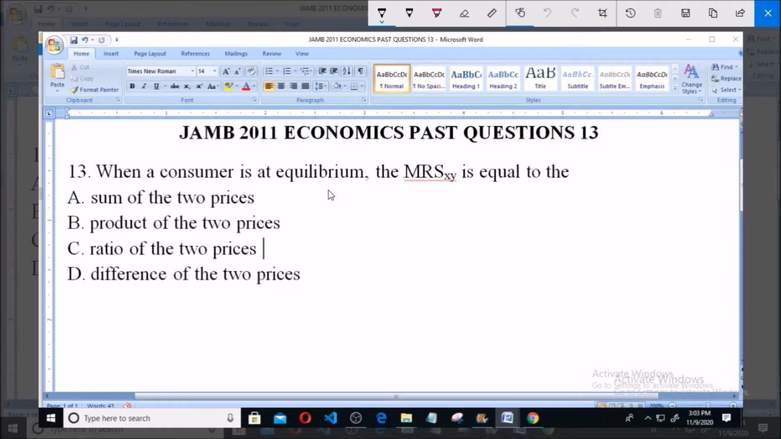Welcome to JAMB 2011 Economics past question number 13. It says when a consumer is at equilibrium, the MRS is equal to: A, the sum of the two prices; B, the product of the two prices; C, the ratio of the two prices; D, the difference of the two prices.